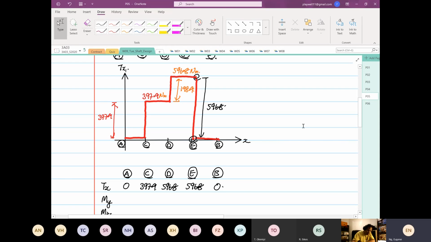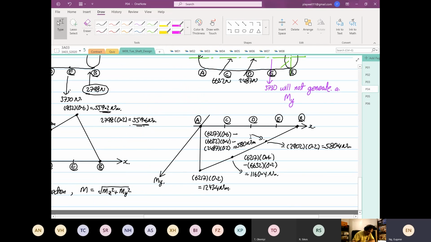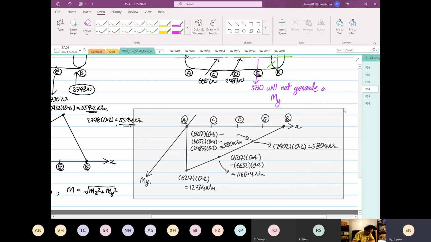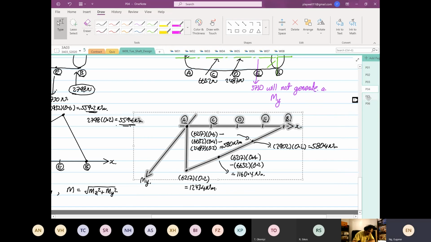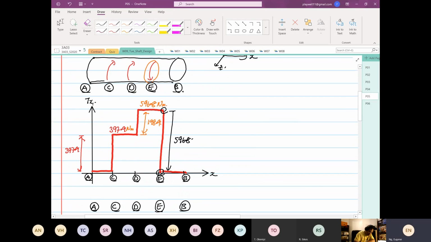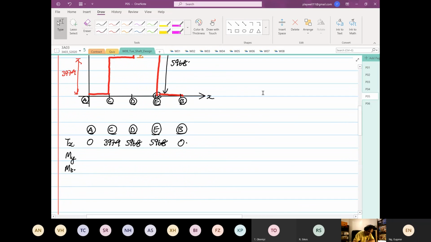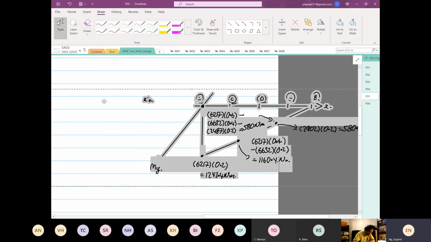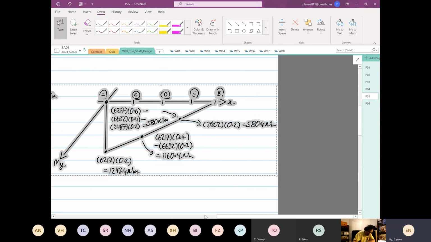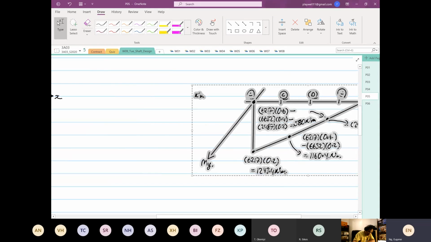Then you look at moment in the Y direction. I'm going to take this whole diagram so I don't need to come back here and there. So we're going to look at moment in Y. That's why I say don't worry about the positive and negative, because when you square it, we'll be fine.